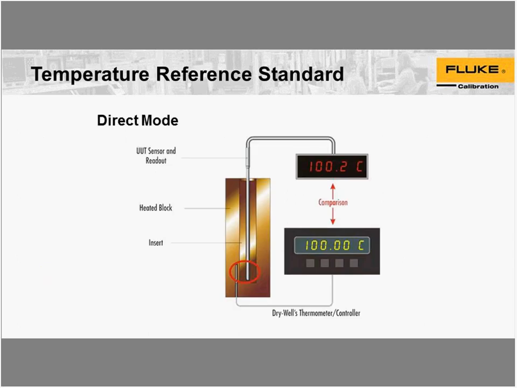What we've got is the way that the dry calibrator is used. There are a couple of methods I'm going to discuss, and first of all, what I call the direct mode. That has to do with measuring and comparing the unit under test with the actual calibrated temperature sensor that controls the dry well. So that is represented on the display, and you can compare the display with the unit under test, which in this case has its own display and readout.